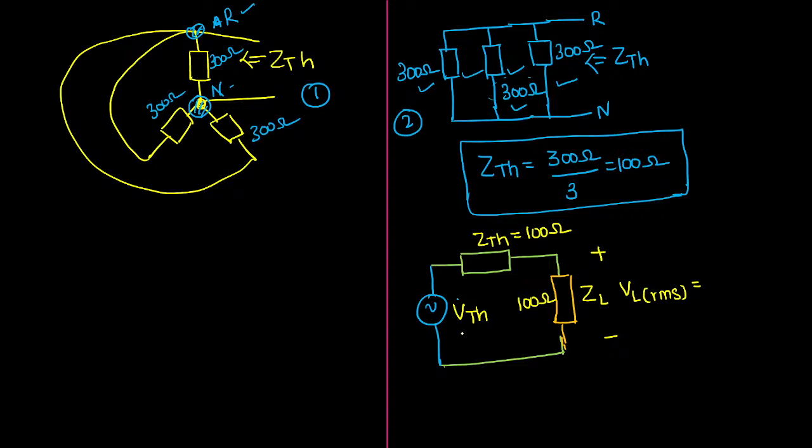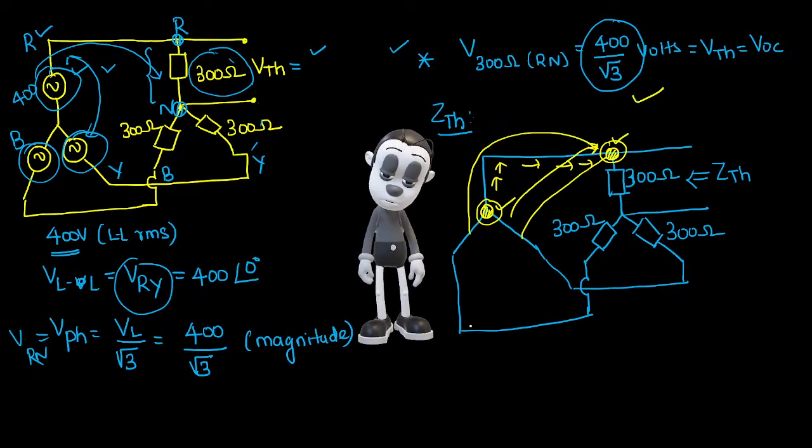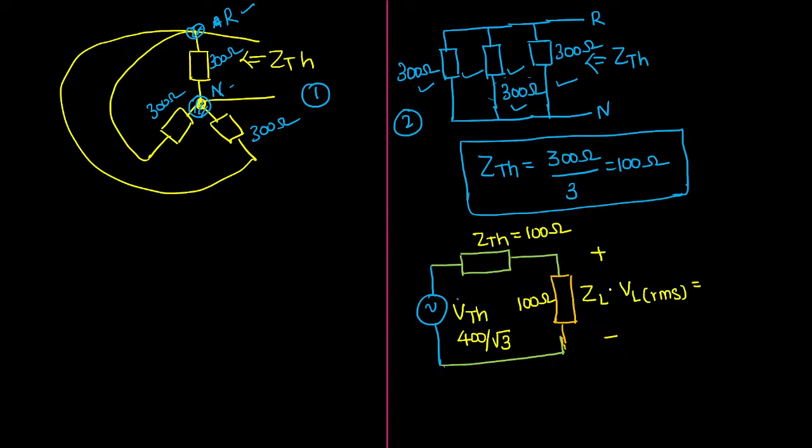Thevenin voltage is 400 by root 3, 400 upon square root of 3. Yes, this is the Thevenin voltage. Now tell me, simply apply the voltage division rule. Find the voltage drop across the load impedance. Total voltage offered by the supply is 400 by root 3, into the load impedance divided by the total impedance offered by the network, load impedance plus Thevenin impedance.